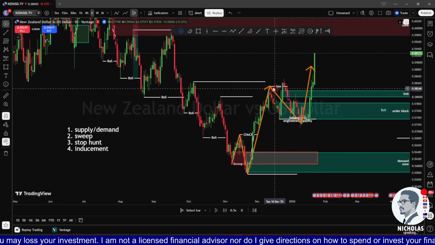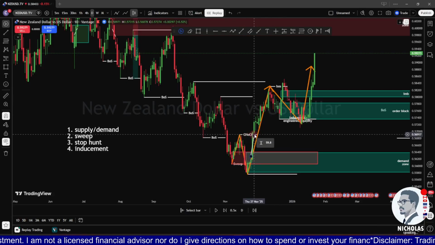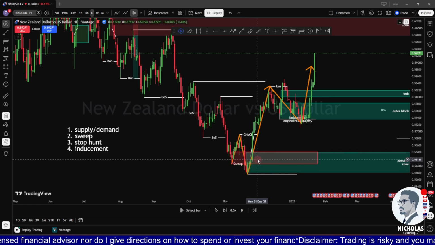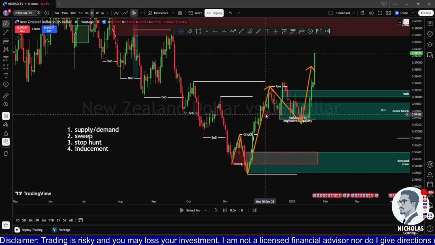Mind you, the inducement can happen after the CHOCH or just before the CHOCH, as long as the order block and the imbalance are not utilized by that inducement. That's what makes it an inducement, that it did not utilize that zone in the first place. So that's what makes an inducement. If that situation happens, we're chill, we're cool, we're fine, and everything is all good to go for you to take a trade.